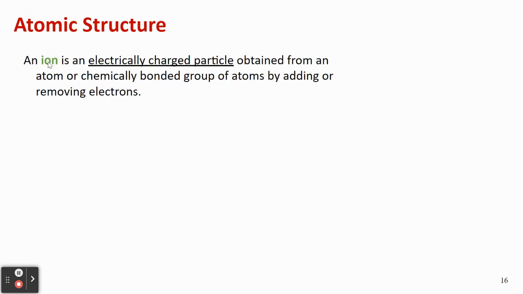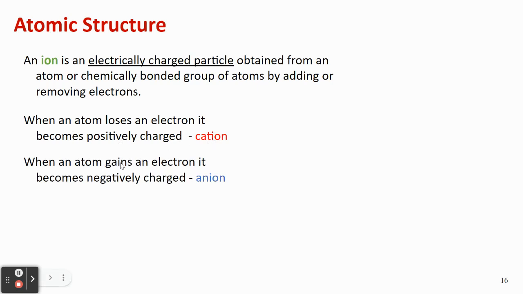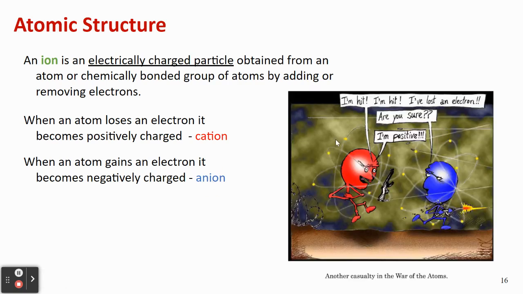Now, an ion is an electrically charged particle obtained from an atom or a chemically bonded group of atoms by adding or removing electrons. So the only thing that changes when an atom becomes an ion is the number of electrons in that particular particle. When an atom loses an electron, it becomes positively charged, and we call that a cation. When an atom gains an electron, it becomes negatively charged, and we call that an anion. And then we have a cute little cartoon here. I'm hit. I've lost an electron. Are you sure? I'm positive.